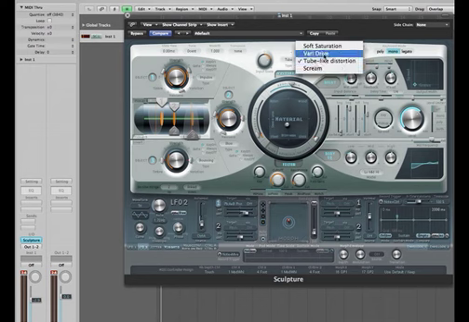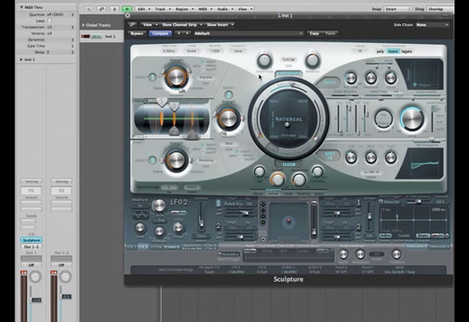Let's try the scream setting too. So lots of timbral variation is possible here, and I can scale those effects back if I want to, lowering the input scale and the variation too. And now we're back where we started.